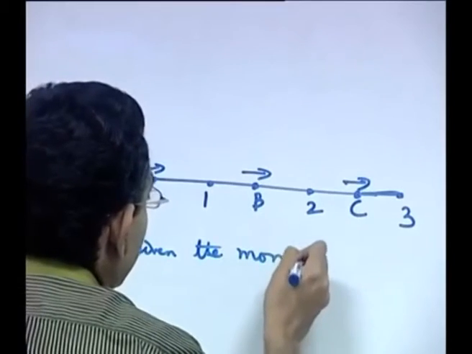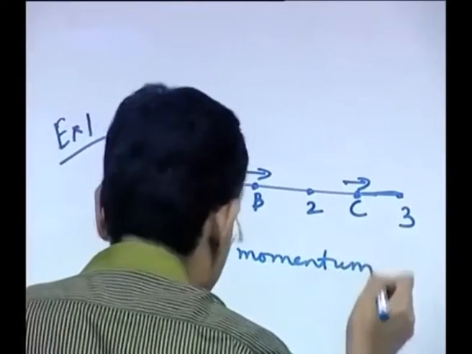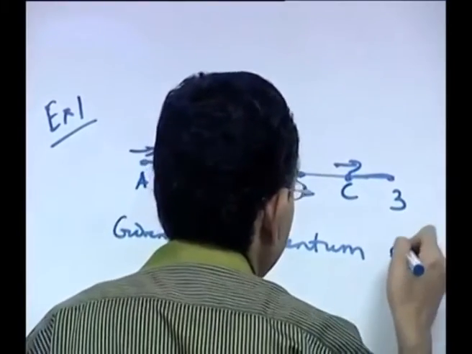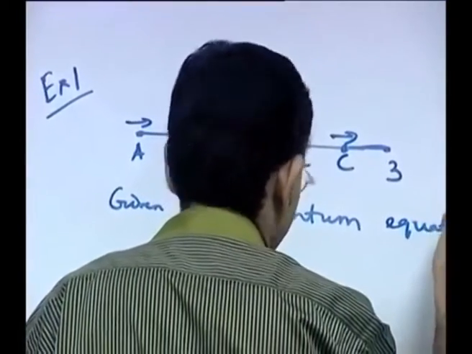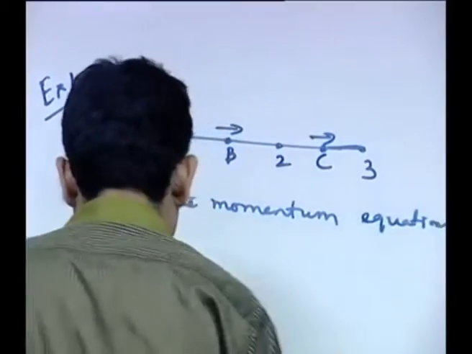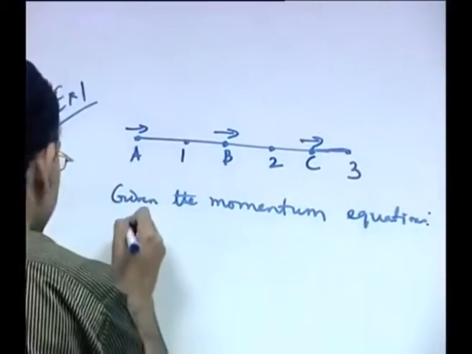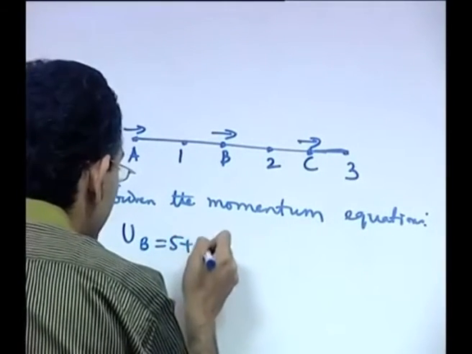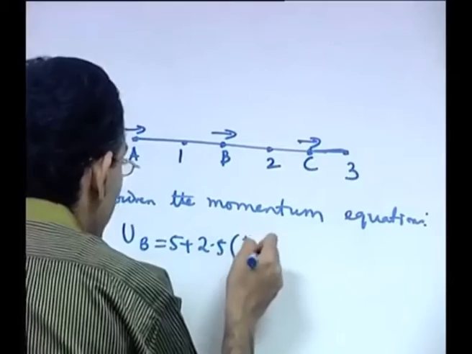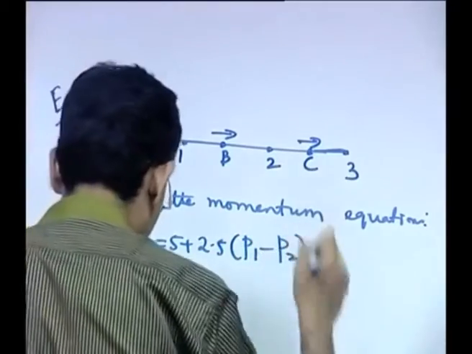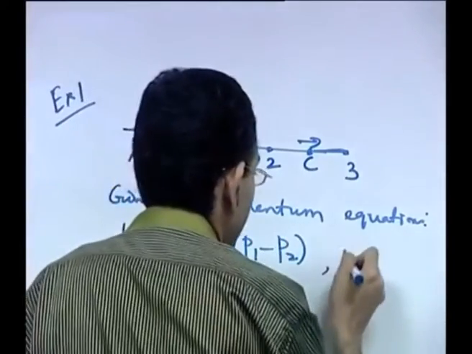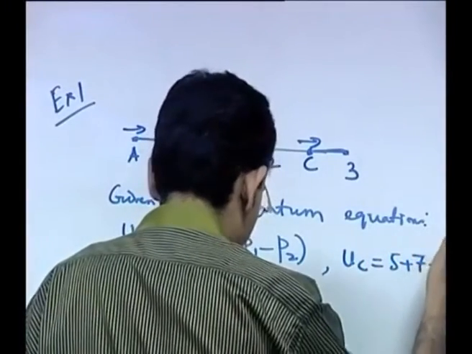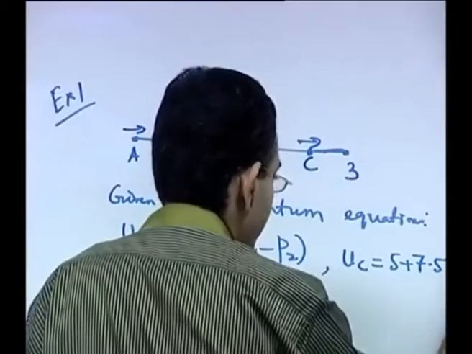So it is a one dimensional problem and you are given the momentum equations for the grid points B and C. UB is equal to 5 plus 2.5 into P1 minus P2, UC is equal to 5 plus 7.5 into P2 minus P3.